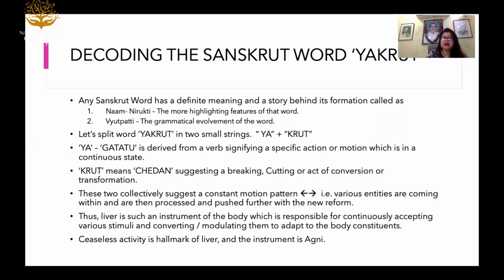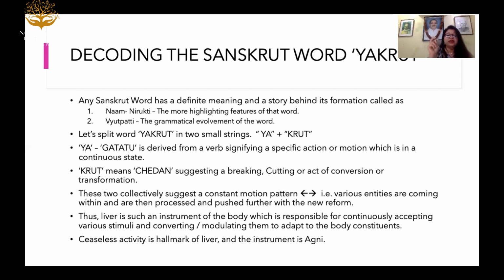So if you see Yakrut, Yakrut is divided into two words, Ya and Krut. The literal meaning of Ya in Sanskrit language is gati, that means it represents motion. So it is a verb which signifies that there is a specific action or motion happening, and that motion is happening in a continuous state. And Krut means chedan. Chedan here means there is constant breaking down, there is cutting, or there is some conversion which is happening constantly in that process, in that place.